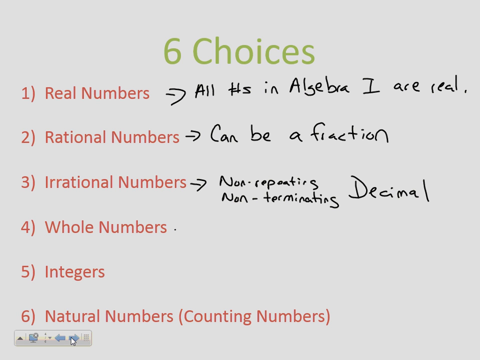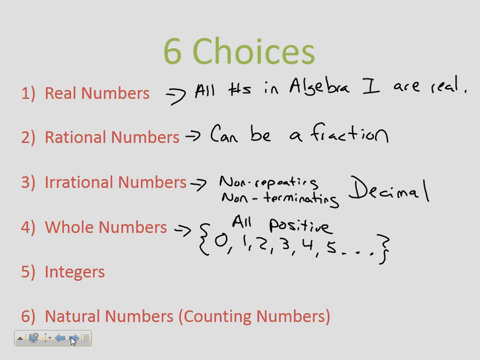How do you know if a number is whole? What did you learn in kindergarten first? Before 1, 0. Then 1, then 2, then 3, then 4, then 5. So I want you to think kindergarten with whole numbers, and they're all positive. That's important. All whole numbers are positive.